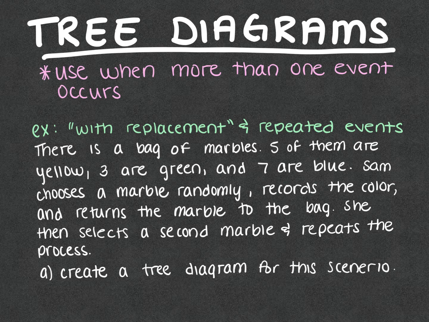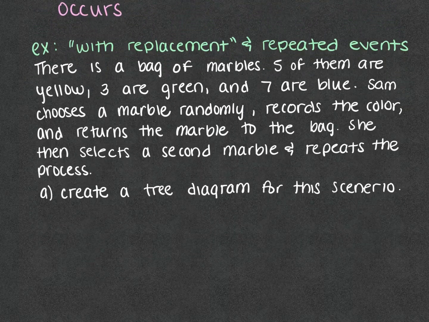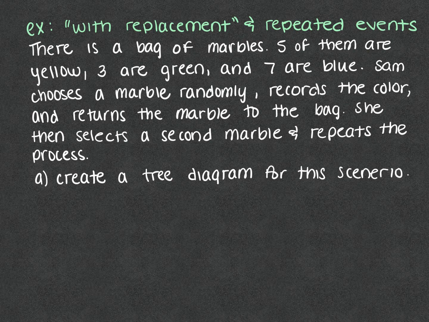So let's just go right into an example. We're going to start with an example that has with replacement. And then we'll do one without replacement so you can see the difference between the two. All right, so we have a bag of marbles. 5 of them are yellow, 3 are green, and 7 are blue.